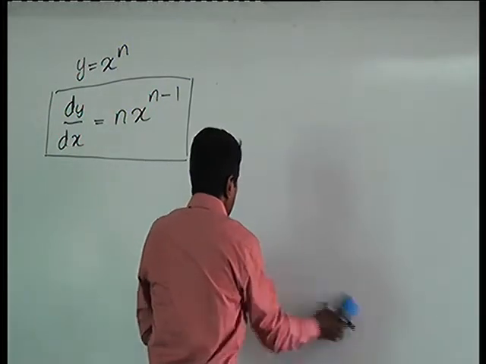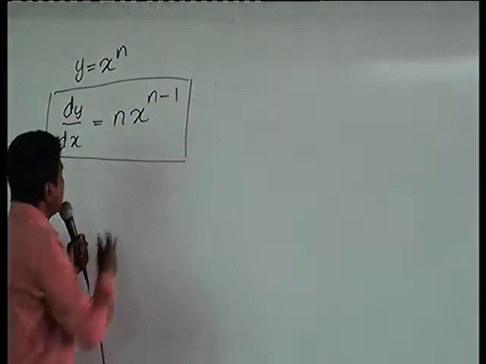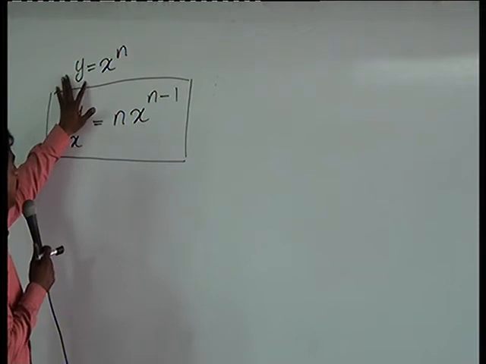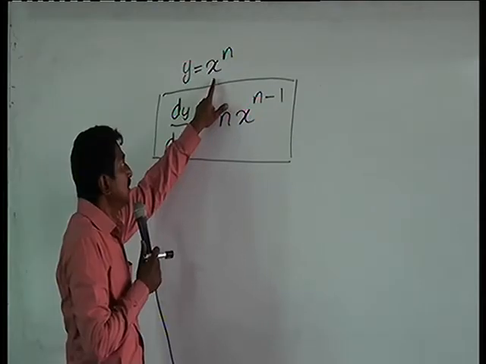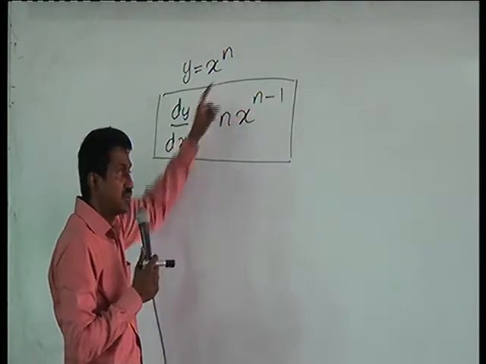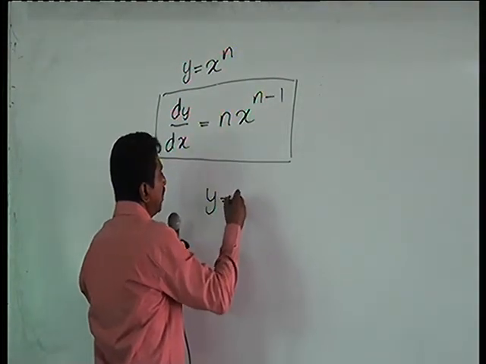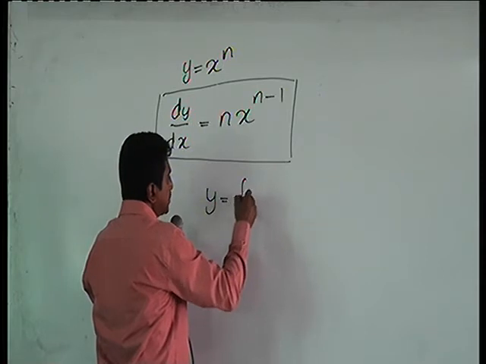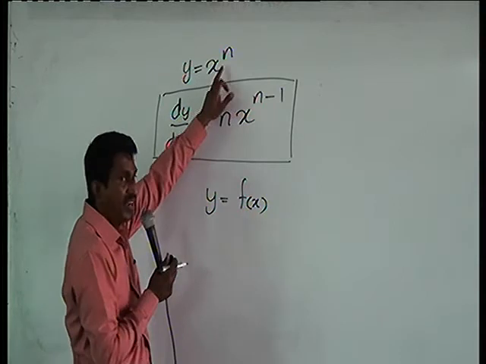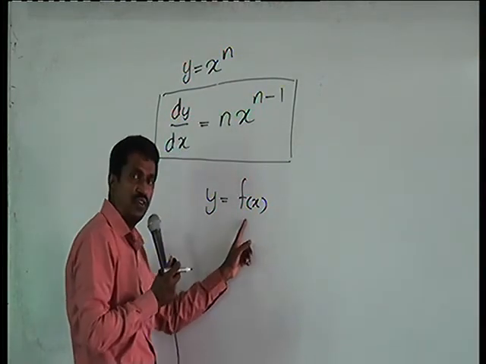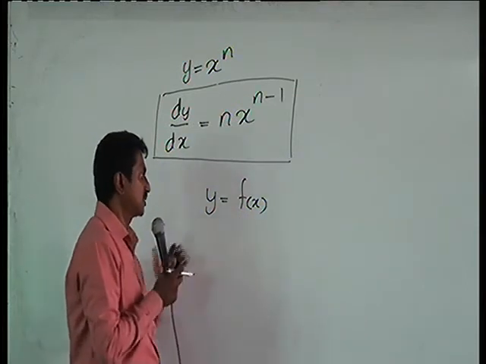Okay. So before that, I would like to introduce a notation. See, this is our rule: y is equal to x to the power n. We call this a function of x. So I can write y is equal to a function of x. What is x to the power n? x to the power n is a function of x. So we can write y is equal to f(x).